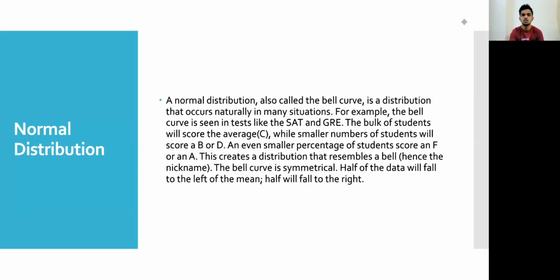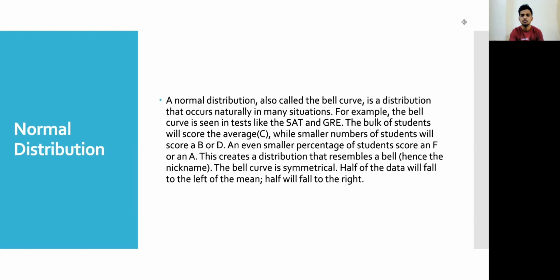Properties. Now let us see what is a normal distribution. Normal distribution is also called a bell curve. It is a distribution that occurs naturally in many situations. For example, the bell curve is seen in tests like the SAT.